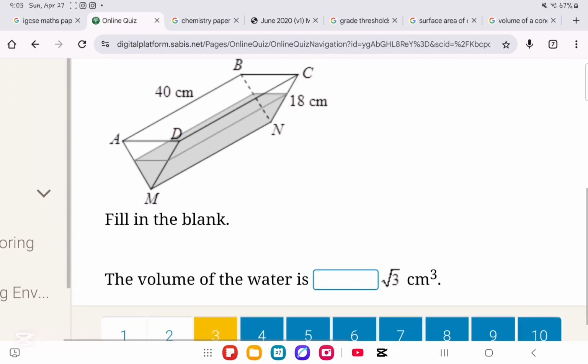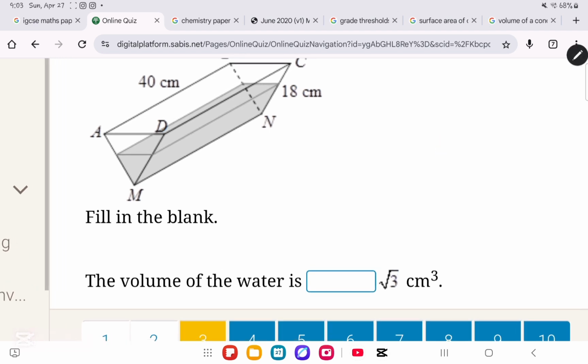Very importantly, they want us to find the volume of the water, and the height given is 9 centimeters. They told us these are equilateral triangles, so we can use their properties. We know that the height will make 90 degrees. Because it is equilateral, this angle is 60 degrees, and the height is an angle bisector, so it makes this angle 30 degrees. When dealing with a semi-equilateral or 30, 60, 90 triangle, we can easily find the value of one side.